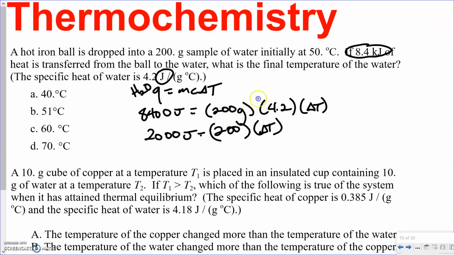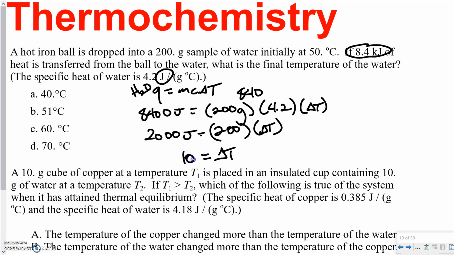You also could have multiplied the 2 by the 4.2 and gotten our 840. Either way would have worked. Each person may kind of have their own way of looking at it. I'm dividing by the 4.2 first. You can multiply and then divide either way. So then we're going to take this and divide it by the 2,000, or we'll take the 8,400 divided by the 840. Sorry, numbers are apparently hard to say right now. So when we divide this, we end up with 10 equals our delta T.